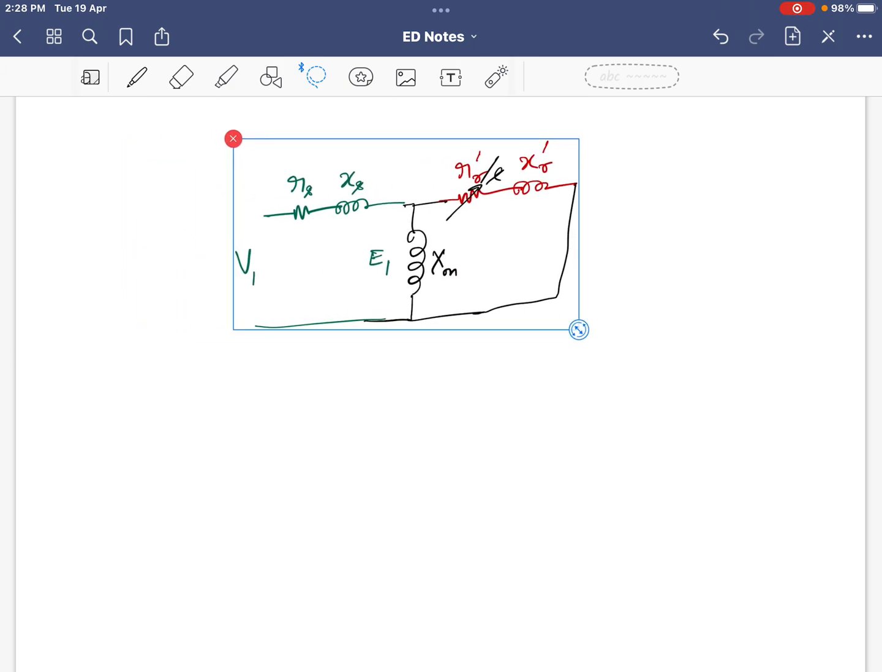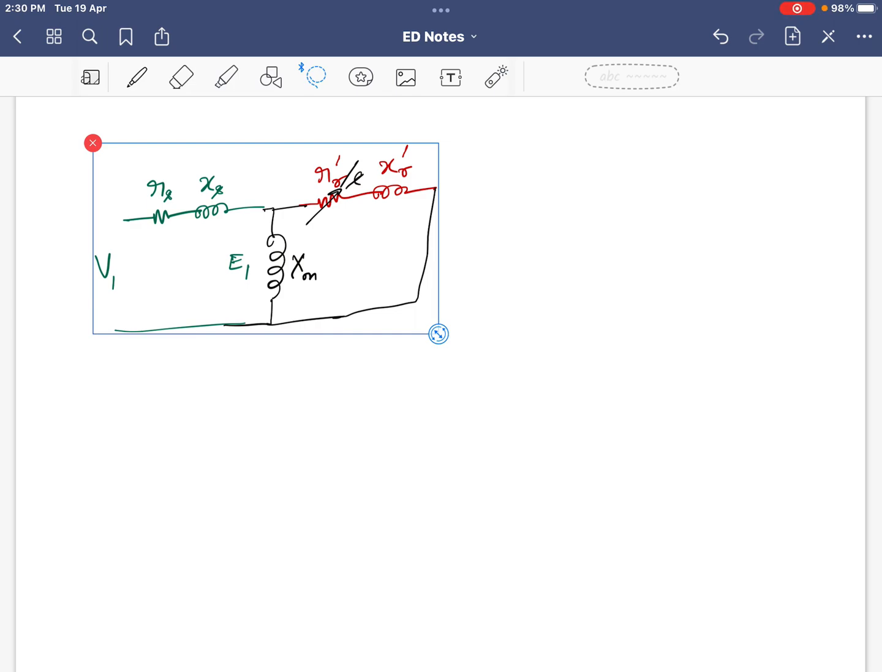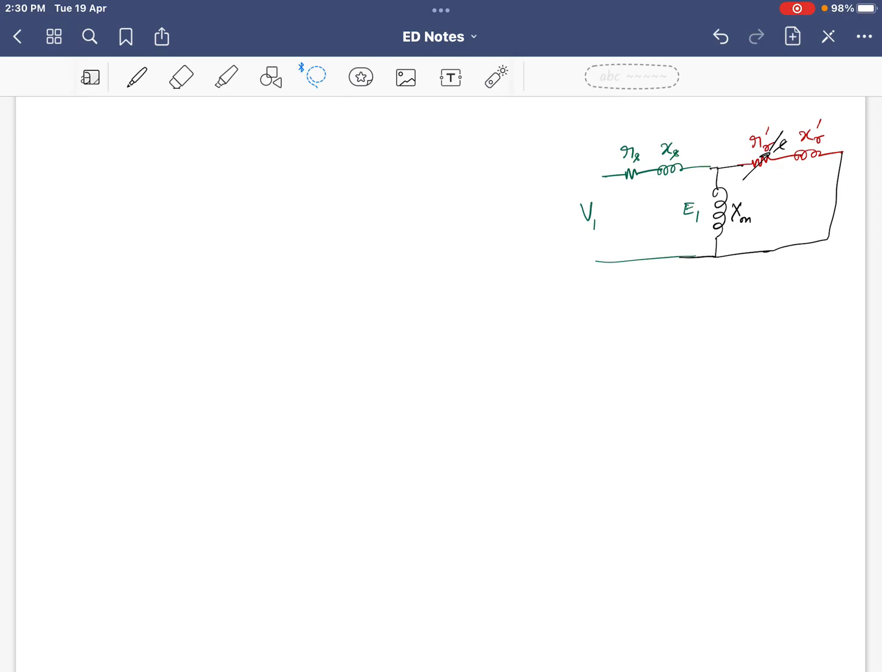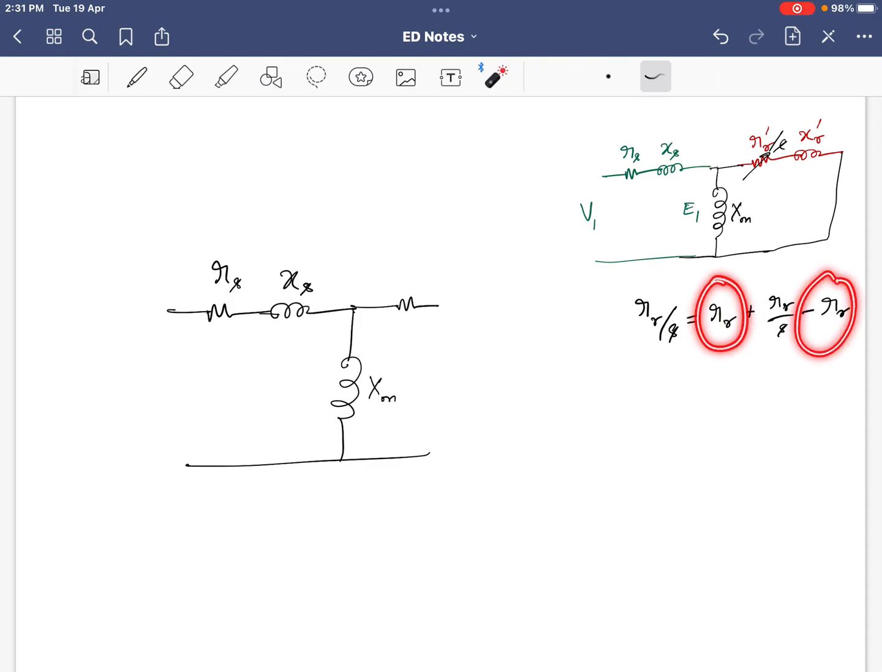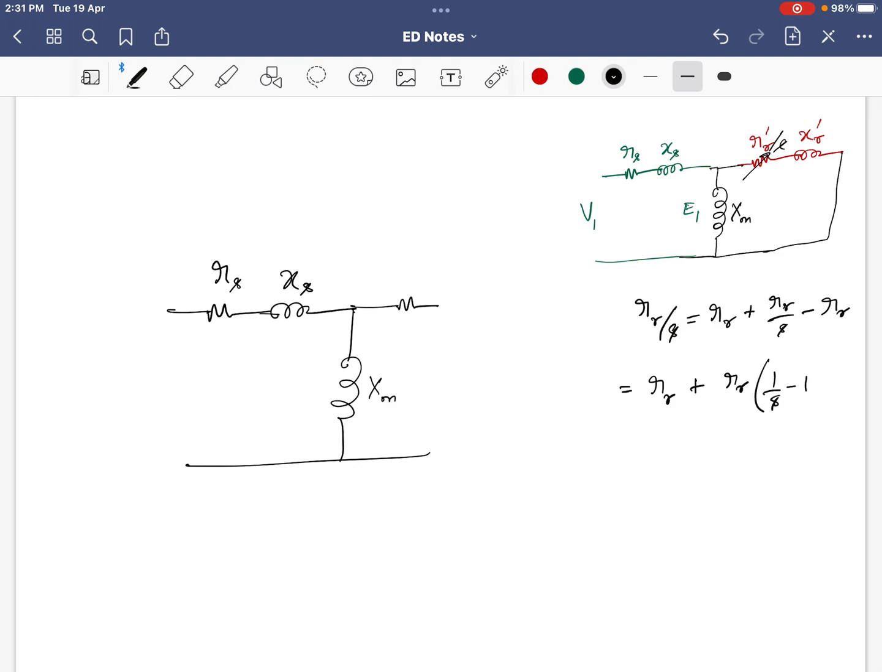Now this equivalent circuit we will redraw again here. So we have this side as resistance RS, then leakage reactance XS, then a magnetizing reactance XM. Now what is happening is this RR by S, can I split that into RR plus (RR by S minus RR)? That is adding one RR and subtracting one RR, and this gives RR plus RR (1 by S minus 1).